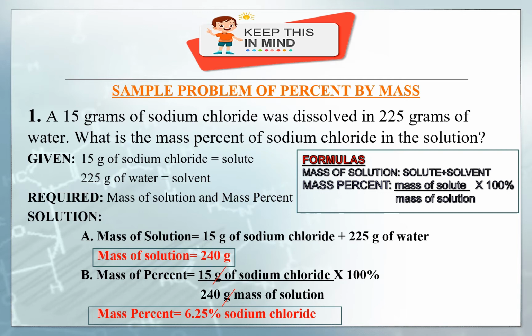So the total mass percent is 6.25%. After you divide 15 by 240 times 100%, we get the value of 6.25% sodium chloride. Cancel the unit of measure, which is grams.